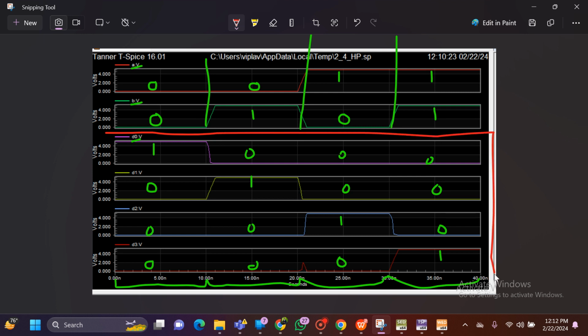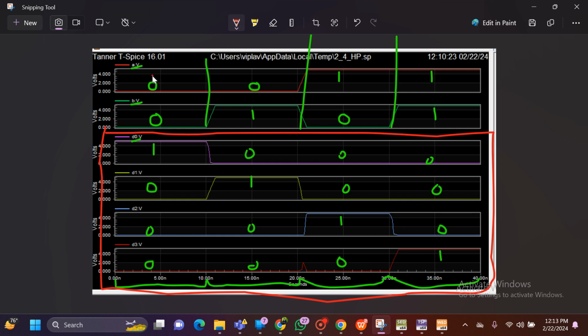See, whenever we write the truth table, we write it in the horizontal form, but in the waveforms we need to see it in the vertical form. Okay, got it? Did you get it? These D0, D1, D2, D3 are our outputs. Got it, guys? Anyone having doubt in this? Sir, once you repeat it.